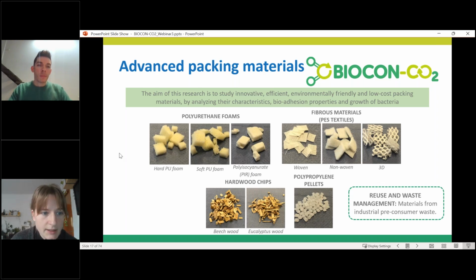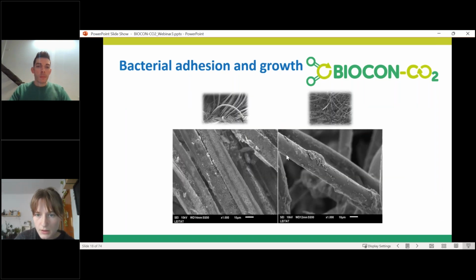In the BIOCON-CO2 project, we investigate new packing materials that are efficient, environmentally friendly, and low cost, since they all come from industrial pre-consumer waste. In this case, we selected three different kinds of materials. First, polyurethane foams and fibrous materials, where we have different kinds of structures: woven, non-woven, and 3D. Two kinds of hardwood chips, and finally polypropylene pellets.